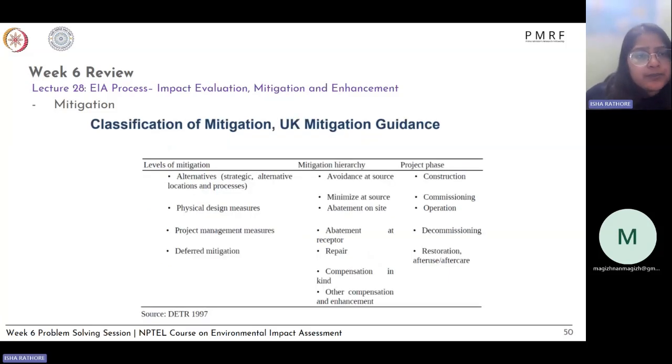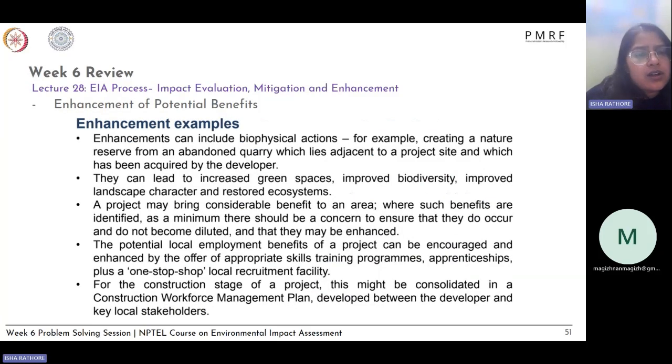Now, again, we also have UK mitigation guidance, which classifies a different type of mitigation. This is also from 1997. Then we looked at certain enhancement examples. We will not go through them. You can refer to the lecture unit for them.